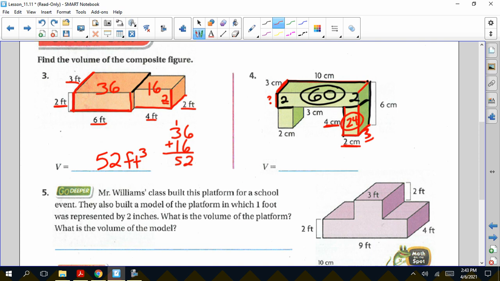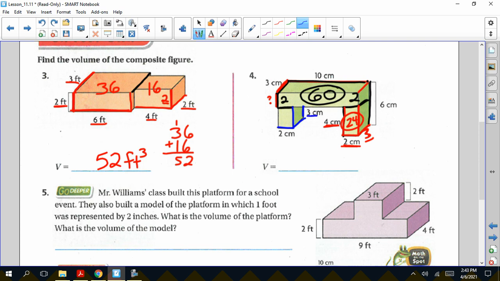Now we have the last smaller leg. Again, we're going to take length times width times height. We're missing a little bit of that leg in the back because of the angle here, but the height is going to be 3 centimeters. Now I know that back looks a little smaller, but it's the angle that that shape is at.